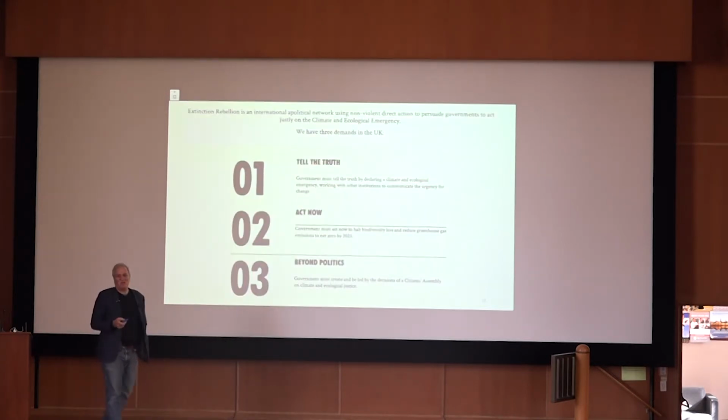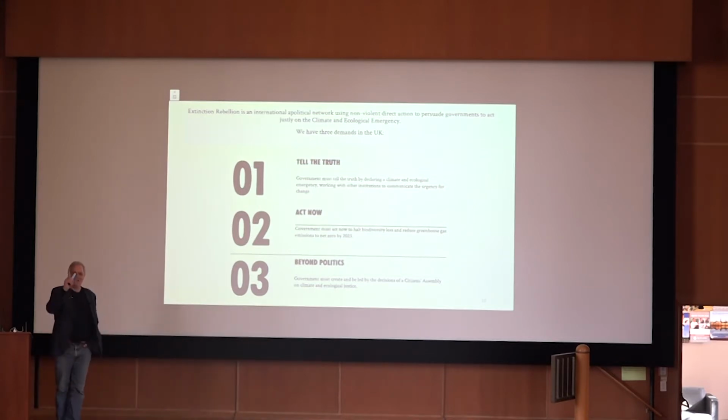Yep. This is actually what Extinction Rebellion wants, all right? Extinction Rebellion only has 3 demands. The first one is that government must tell the truth by declaring a climate and ecological emergency and working with others to communicate the urgency for change. That's good. Number 2, government must act now to halt biodiversity loss and reduce greenhouse gas emissions to net zero by 2025, okay? So we're gonna completely shut down our fossil energy system by 2025.